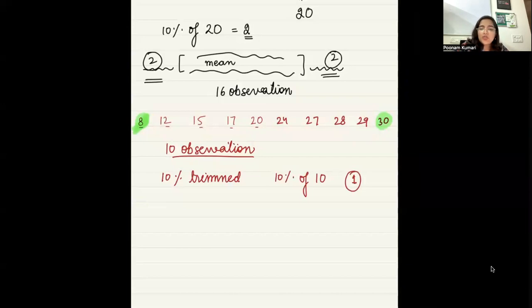Yes, ma'am. What is the 20% trimmed mean of this? If somebody says 20%, then what do we do? What is 20%? How will you find this?